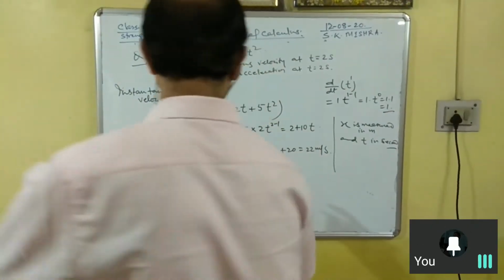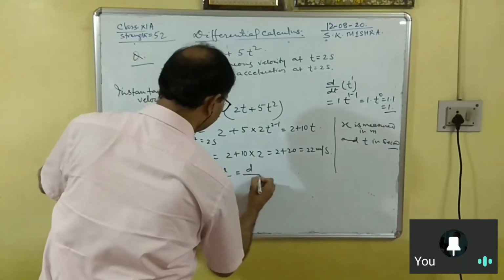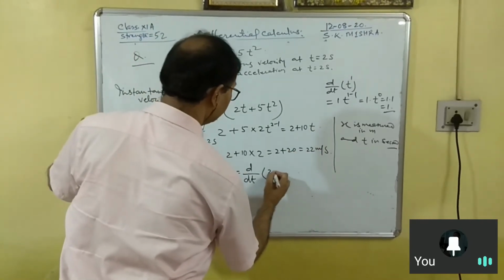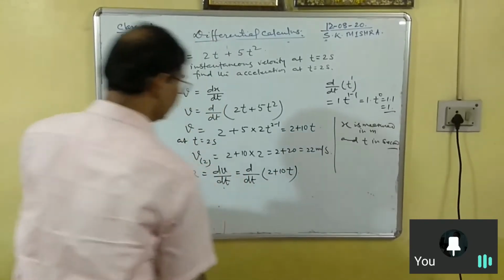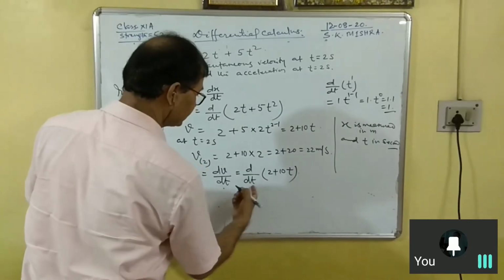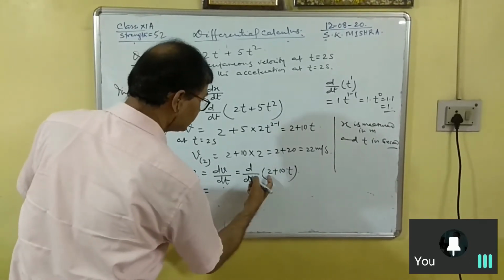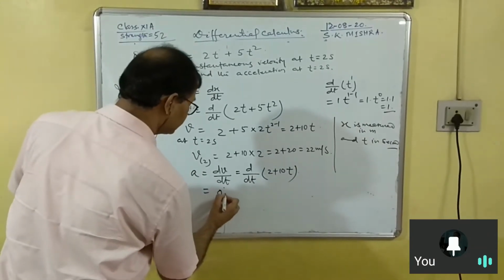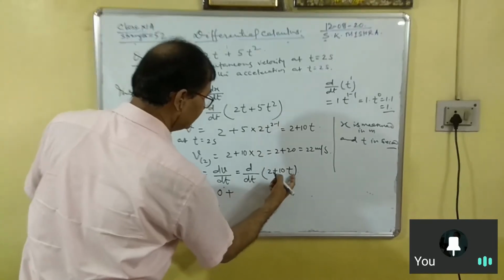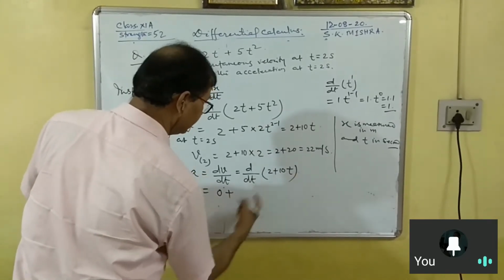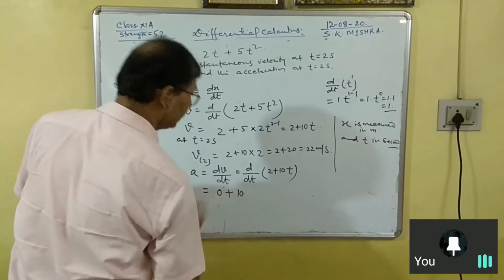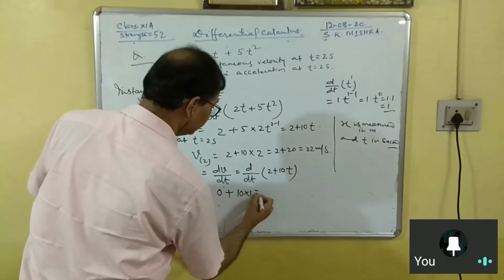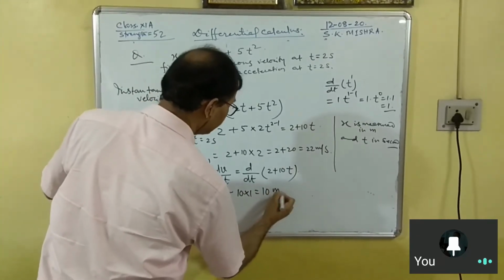So acceleration is d by dt of v. Whatever v is there, instantaneous velocity is 2 plus 10t. Okay. So now differentiate 2 plus 10t with respect to t. So this is differentiation of 2 alone, no t is there. So this is the constant. So differentiation of 2 is 0 plus this is 10t, constant into a variable t. So constant is written here and then differentiate t, that is dt by dt, 1. So that is equal to 10 meter per second square.